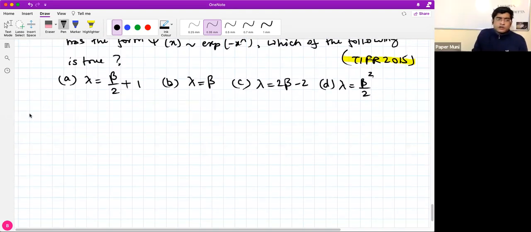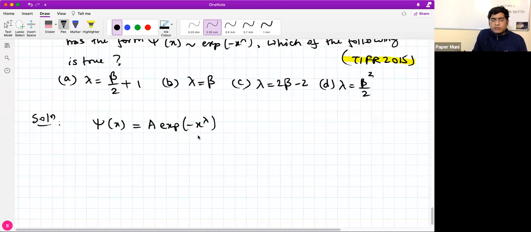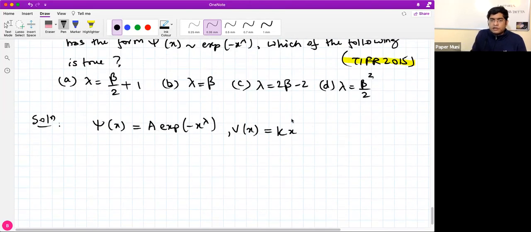So let's take it to be like this. So we have the solution. Let's take that psi(x) is some constant, say A times exp(-x^λ), and V(x) is already given to be k x^β. Now this is beta, I guess, right? Yeah. So we have been given this.